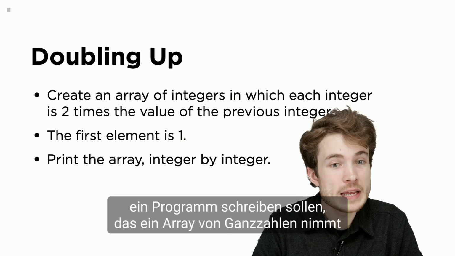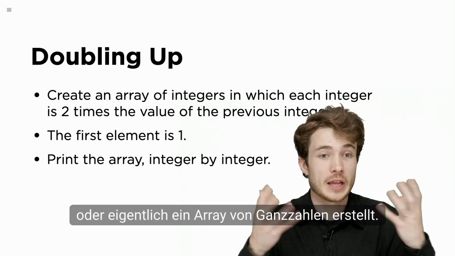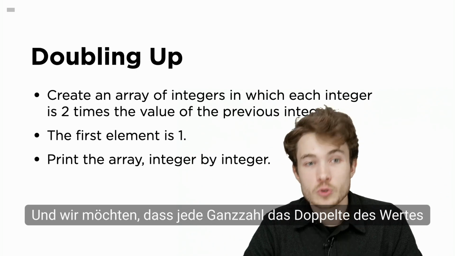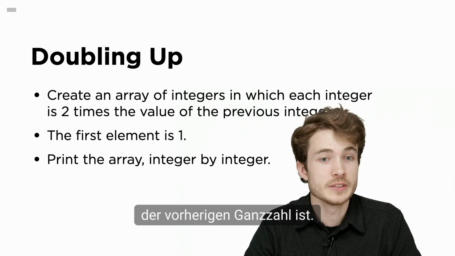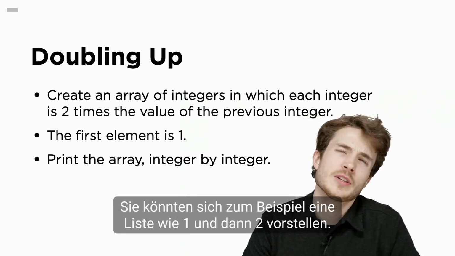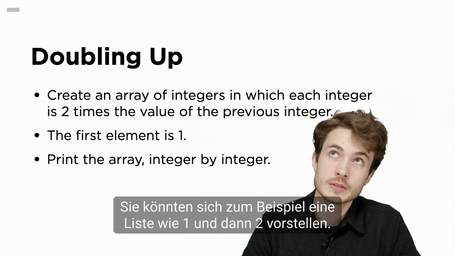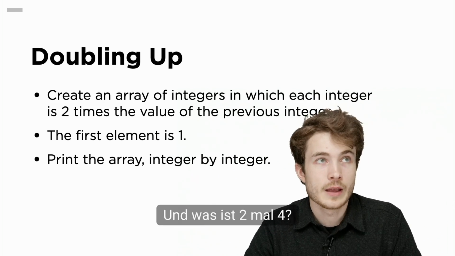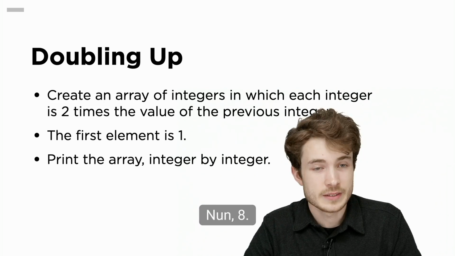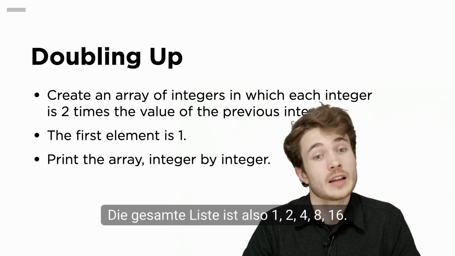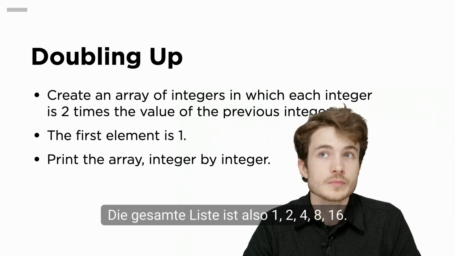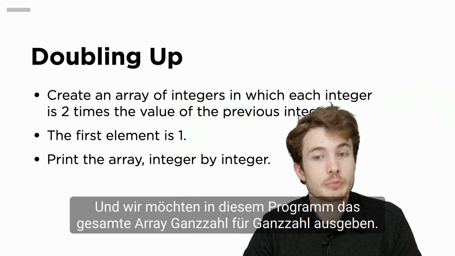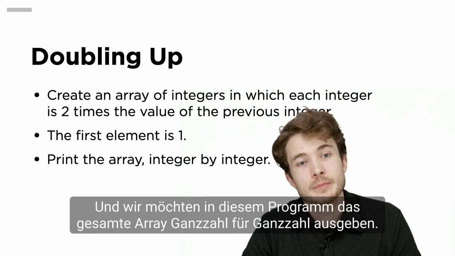That takes an array of integers. It actually builds an array of integers. And we want it to be the case that each integer is 2 times the value of the previous integer. So for instance, you could think of a list like 1, and then 2, and then what's 2 times 2? Well, 4. And then what's 2 times 4? Well, 8. And then 2 times 8 is 16. So the entire list is 1, 2, 4, 8, 16. And we want to, in this program, print the entire array integer by integer.